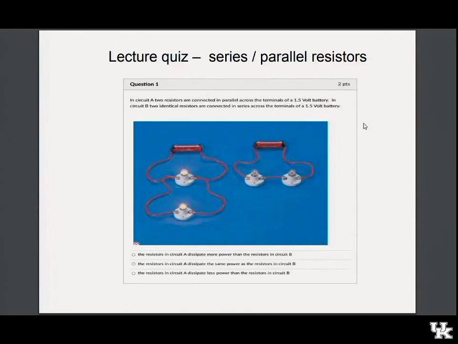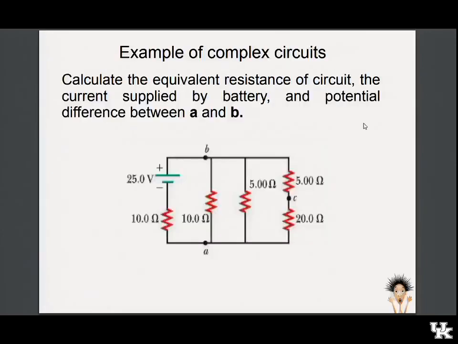the two lamps in parallel here were much brighter. They were consuming much more power. The two lamps in series were much dimmer, and they were consuming much less power. So the parallel circuit's consuming more power, the series circuit's consuming less power, because the parallel circuit has a lower equivalent resistance, and so draws more current. The series circuit, higher equivalent resistance, draws less current. The other reason is I want to get onto this problem.